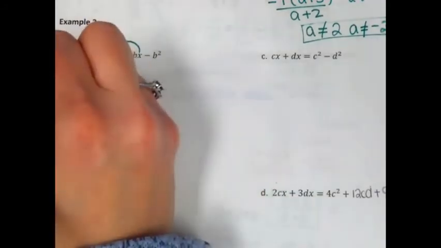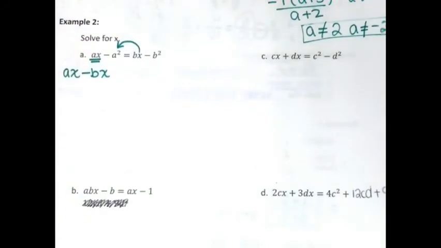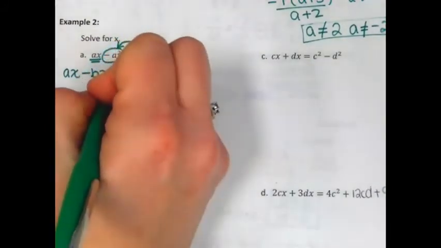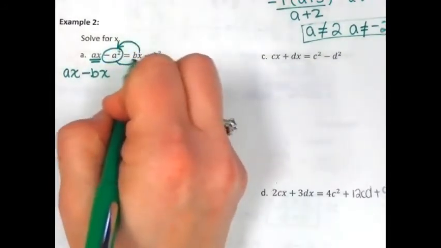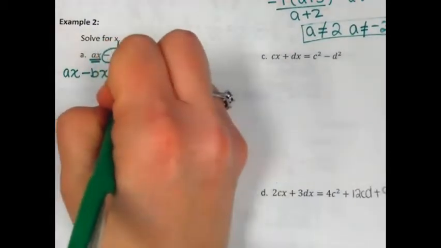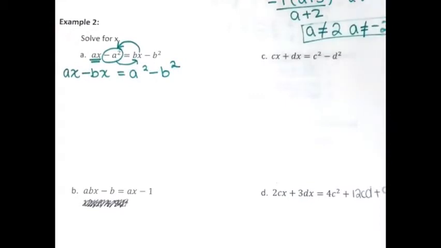So wouldn't I have ax minus bx? You guys okay with that? Now I need to move everything else to the other side. So how would I move this a squared over there? I would add a squared. So I have a positive a squared minus b squared. Is everyone okay with that? Put x's on the same side, everything else on the other side.